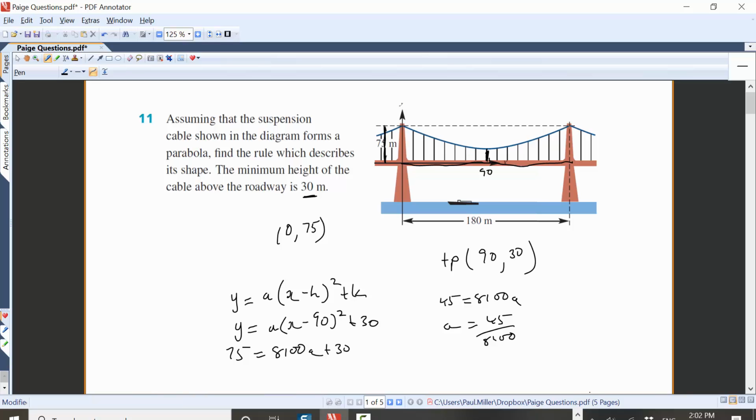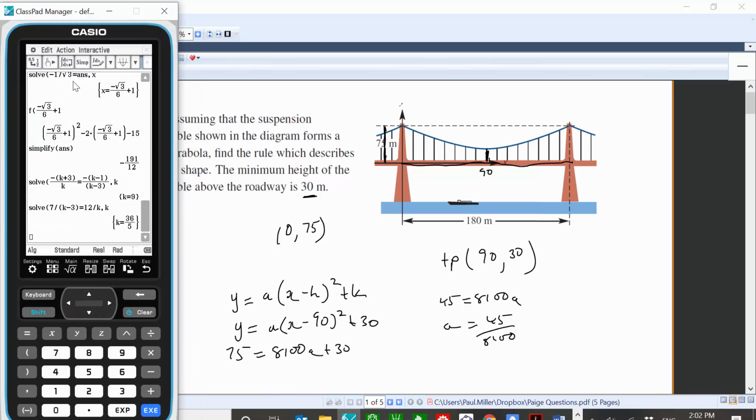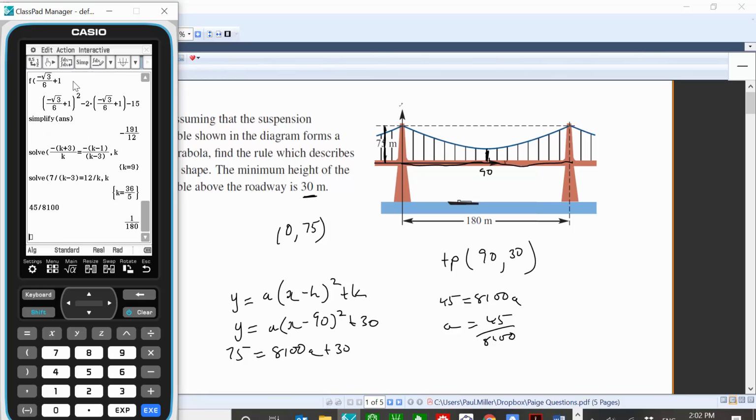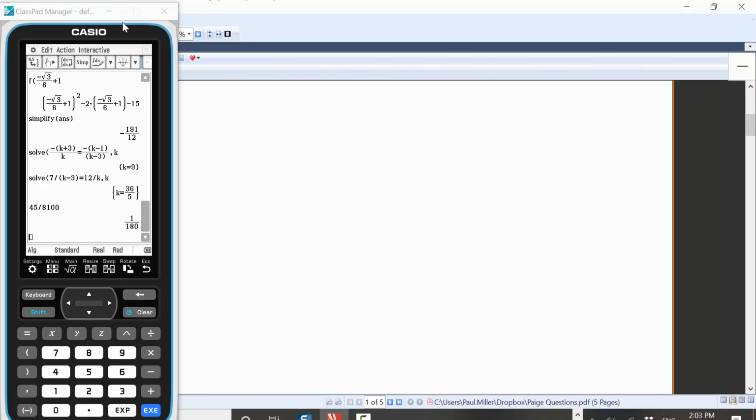Let's just get the calc to simplify this one. I'm just pulling up the calc now. 45/8100 is 1/180. So a = 1/180. Therefore, our rule is y = 1/180 (x - 90)² + 30. Okay, next.